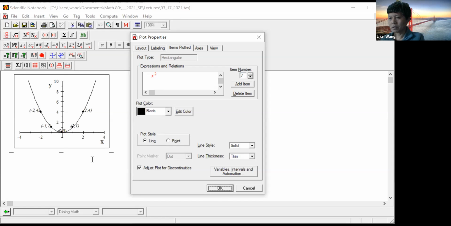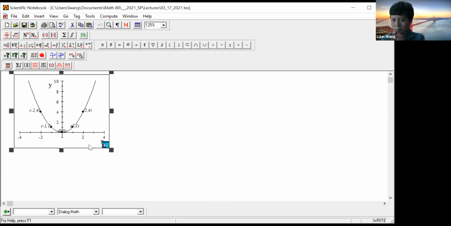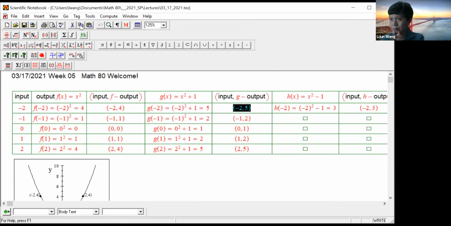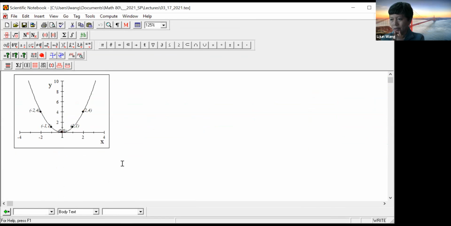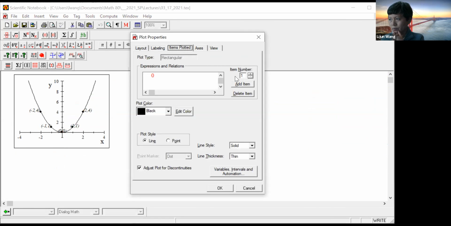Okay, I made some adjustments here on this picture. So now I'm going to plot these points, and of course, I'm going to use a different color. Let's see what color we're going to use.